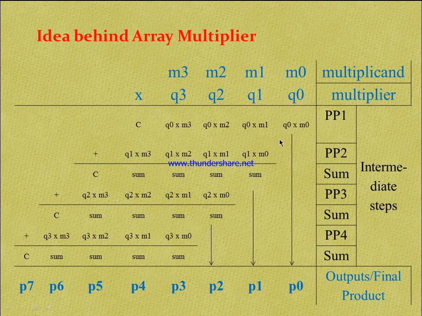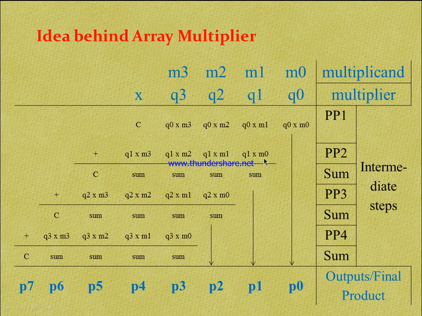So now what is the second partial product? That means Q1 is multiplied with all the bits, that means Q1 is multiplied with M0, M1, M2 and M3. Okay, so now we will get the two partial products. So now comes the idea of array multiplication.